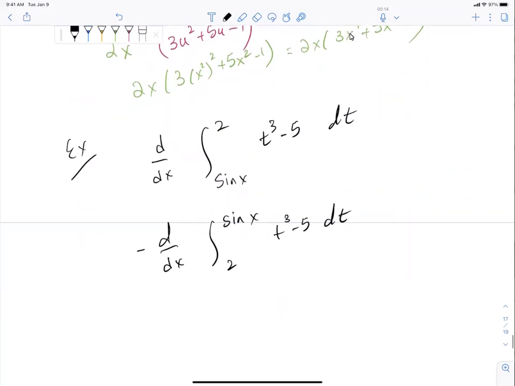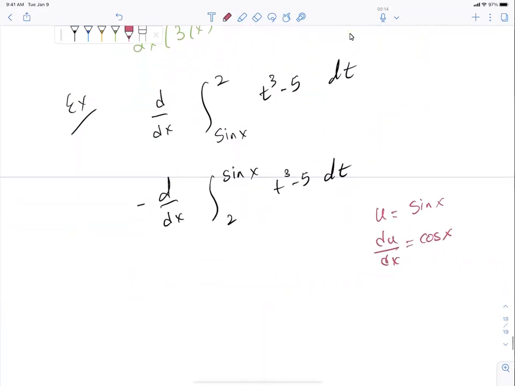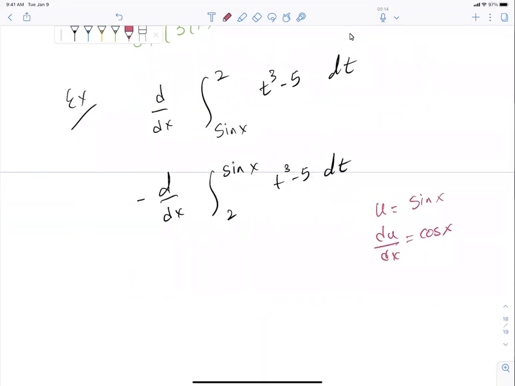Then I have to do a u substitution. So I let u be sine x. Of course, I know later I'm going to need du/dx, which is cosine x. So I have the minus from the problem. I change d/dx to du/dx times d/du. That chain rule process gives me the dx. And then I have the integral from 2 to u of t cubed minus 5 dt.